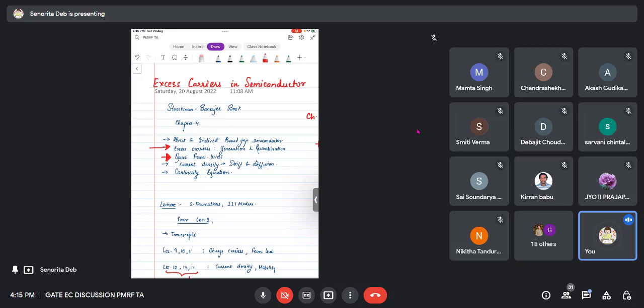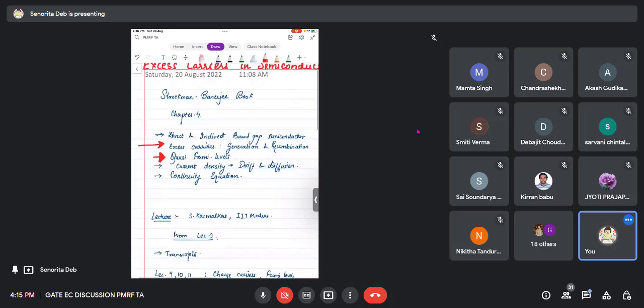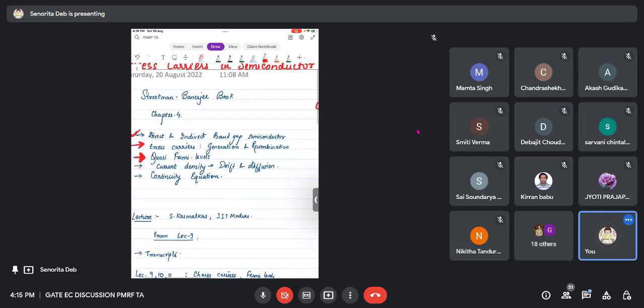In chapter 4 of Streetman Banerjee, you will get direct and indirect bandgap semiconductors. From this topic you can get a 1 mark theory type of question. You can also get a multiple correct question on direct and indirect bandgap semiconductors. So these topics are very good for multiple select questions, I think they call them MSQ. Multiple answer questions of those kinds can come.